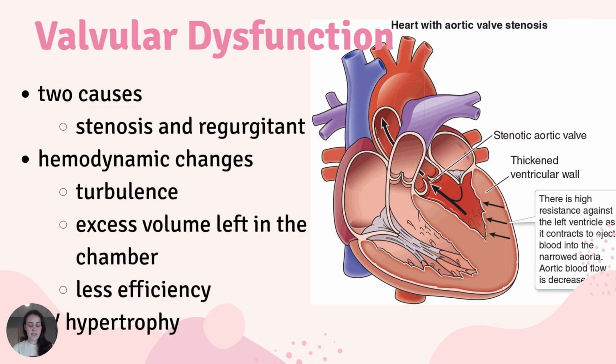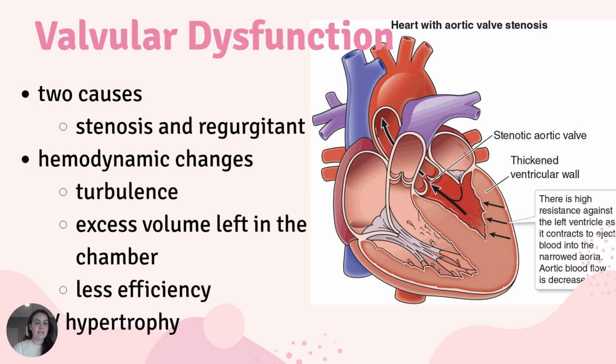So stenosis is a narrowing, or it does not open completely. So this thickened ventricle wall, the aortic valve can't open completely because of the hypertrophy of your ventricle wall. And then regurgitant is the valve does not close properly, and there's going to be leakage and backflow back into the ventricle or atrium, whatever it might be.